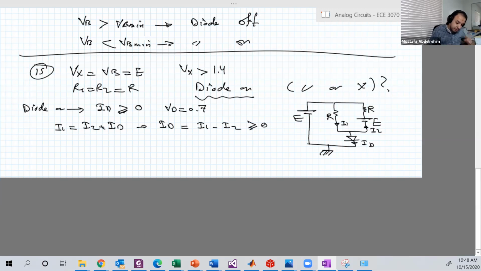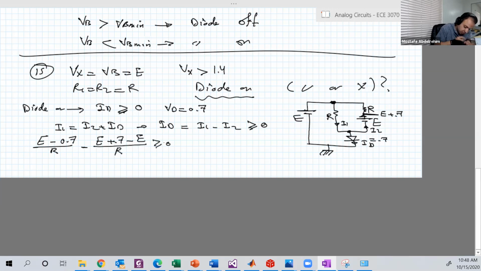Okay, what's I1? I1 is equal to this point minus this point over R. This point is E, and this point is 0.7 over R, minus I2, which is flowing in that direction. It's equal to that point minus this point over R. That point here is E plus 0.7, and that point is E over R. That should be larger than or equal to 0.